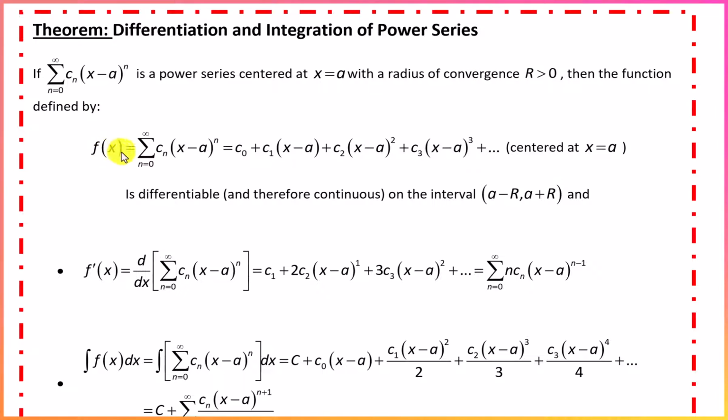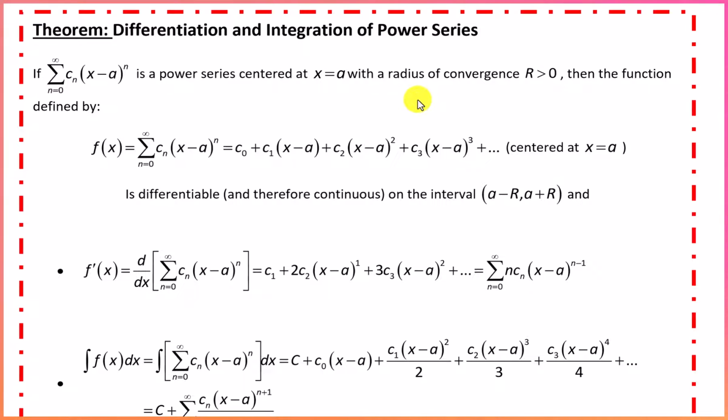So here's the way we would write it out in its expansion with the constant term: c naught plus c1 times x minus a to the first, c2 times x minus a squared, and so on and so forth. And it will be differentiable and therefore continuous on the interval from a minus r to a plus r. And this is how we can take the derivative. So let's just see where that's coming from.